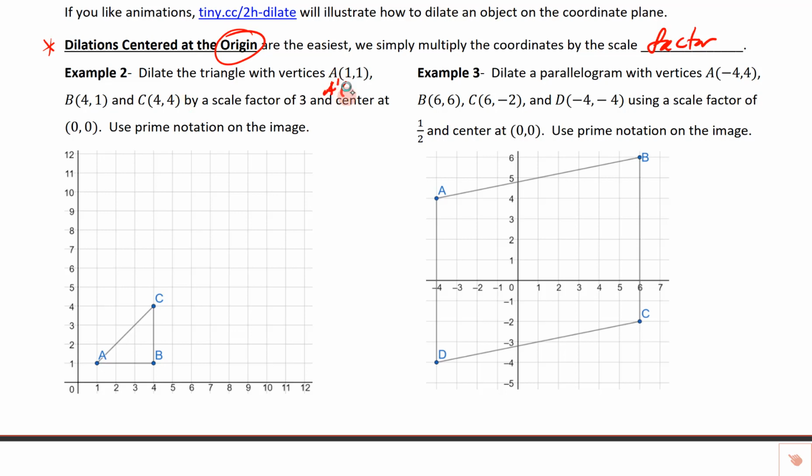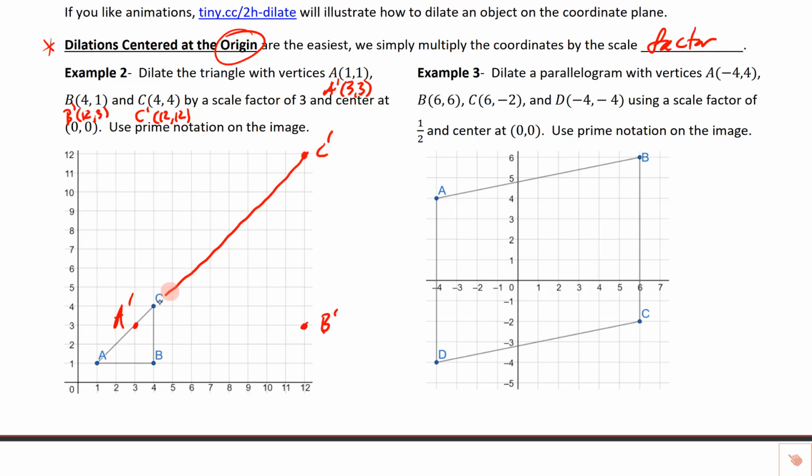So A prime is going to be at (3, 3). B prime is going to be at (12, 3). C prime is going to be at (12, 12). So let's see what we get here. (3, 3), so over 3 and up 3, that's going to be right there. There's A prime. B prime is going to be at (12, 3), so over 12 and up 3, so there's B prime. And then C prime is at (12, 12), way up here, so there's C prime.